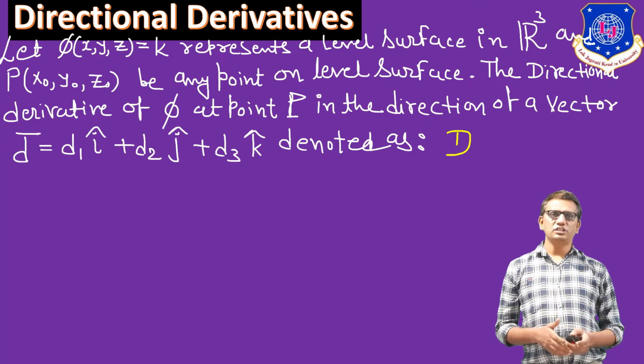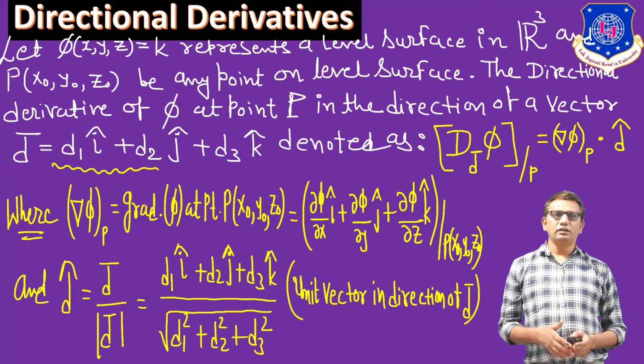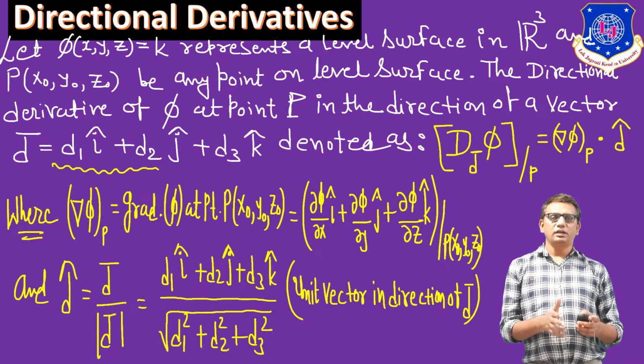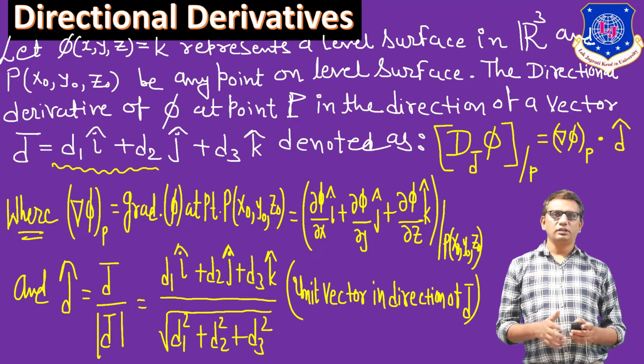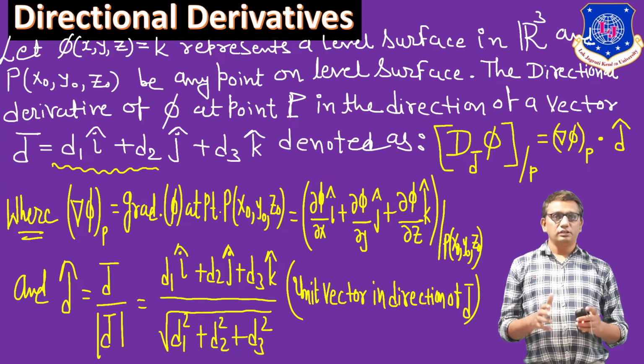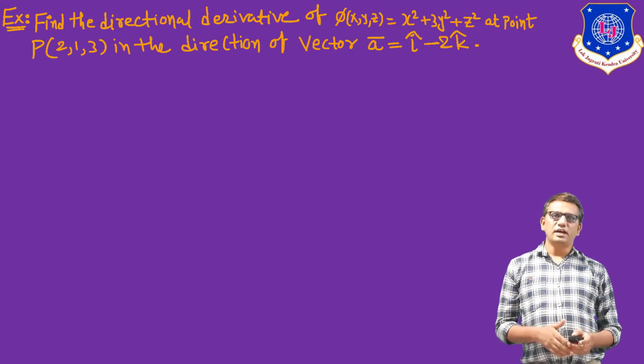So its notation is like this: capital D phi at point P in the direction d bar, that means del phi at point P dot product with d caret. So here del phi at point P is the gradient of that particular function, and d caret is our unit vector of the given direction. Now we will see some examples of this directional derivative.